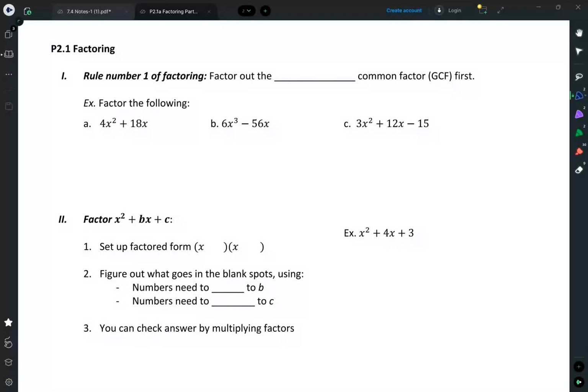So our rule number 1 of factoring, this is super important, is you factor out the greatest common factor first. And we're just going to try that in a couple. So if I have 4x squared plus 18x, I can see that 4 is a 2 times 2, 18 is a 2 times 9. They both also have x within them as well. So I'm going to factor out a 2x. So if I have 4x squared and I factor out 2x, I'm left with 2x. 2x times 2x, if I think about distributing it back in, would make a 4x squared. 18x divided by 2x would just be a 9.